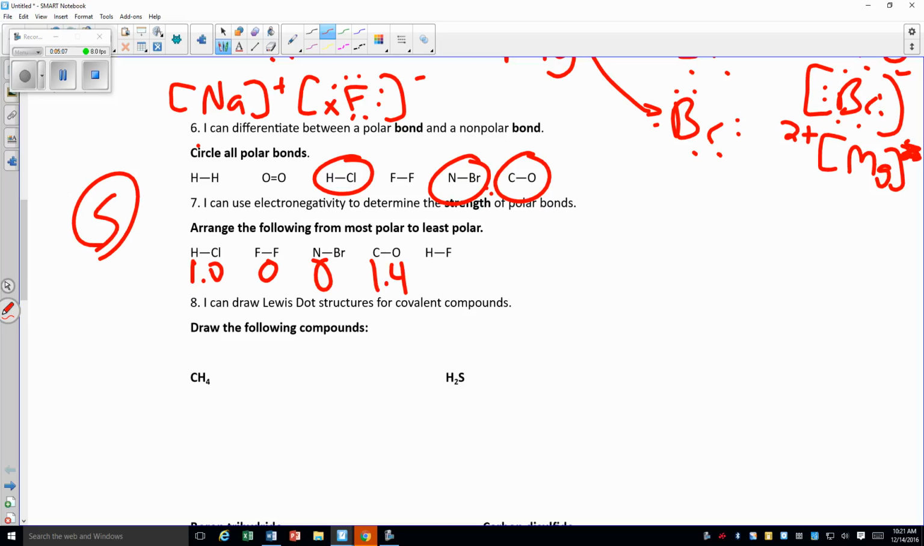Carbon and oxygen difference in electronegativity is 1.4, and HF is 2.8. So if I were to rank them from most to least, this would be first, second, third. Since NBr is different, we're going to make that fourth. And since FF is the same, we're going to make that fifth.